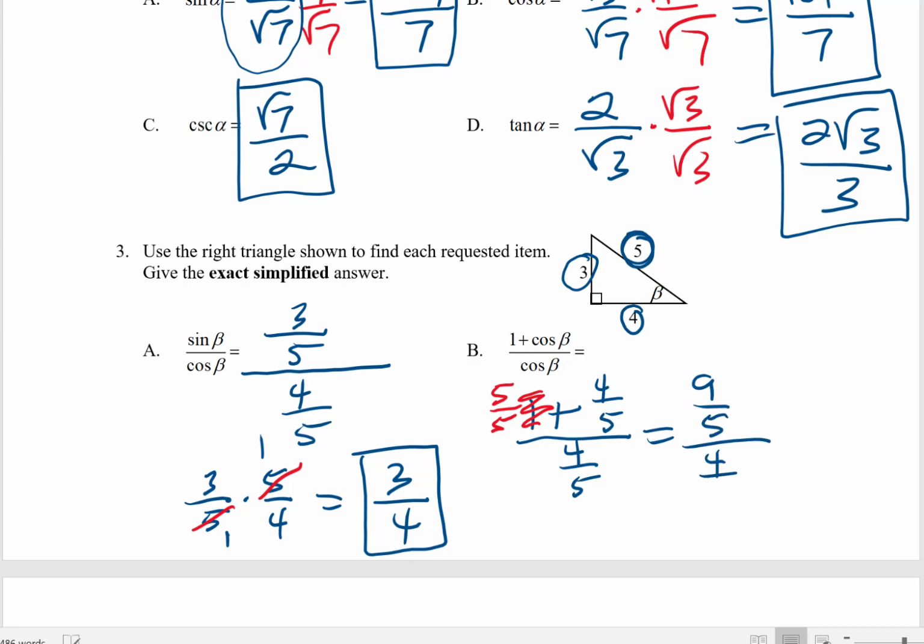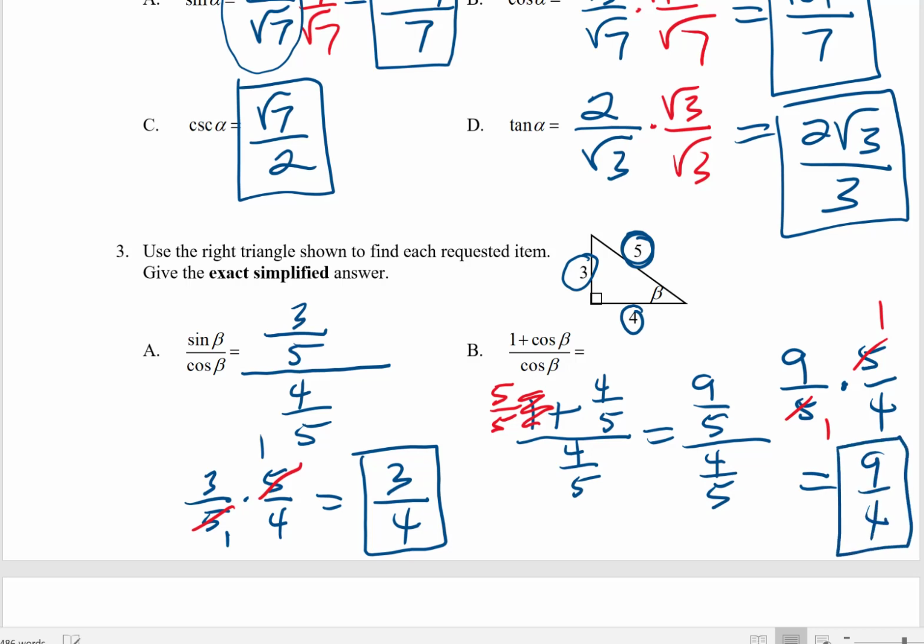I'm wanting to divide that by 4/5. Well, again, dividing by a fraction is the same as multiplying by its reciprocal. And once again, the 5's divide out, and I'm left when I multiply across with 9 on the top and 4 on the bottom. 9/4 would be the final answer.